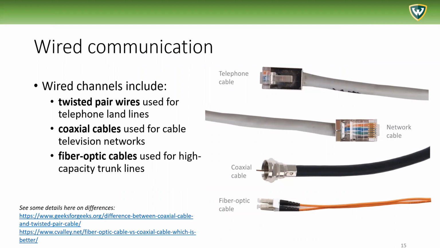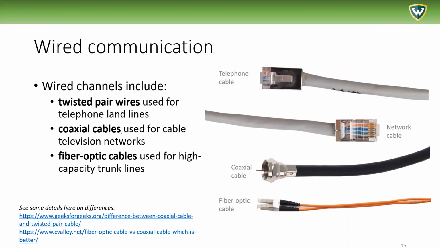Let's talk a little bit about wired communication. Wired channels include different kinds of cables, and I will just discuss some here that I'm more familiar with and are commonly used. One is the twisted pair wires used for telephone landlines. Cables like the telephone cables and the Ethernet cables or network cables that you're familiar with use this twisted pair technology for transferring electromagnetic signals.